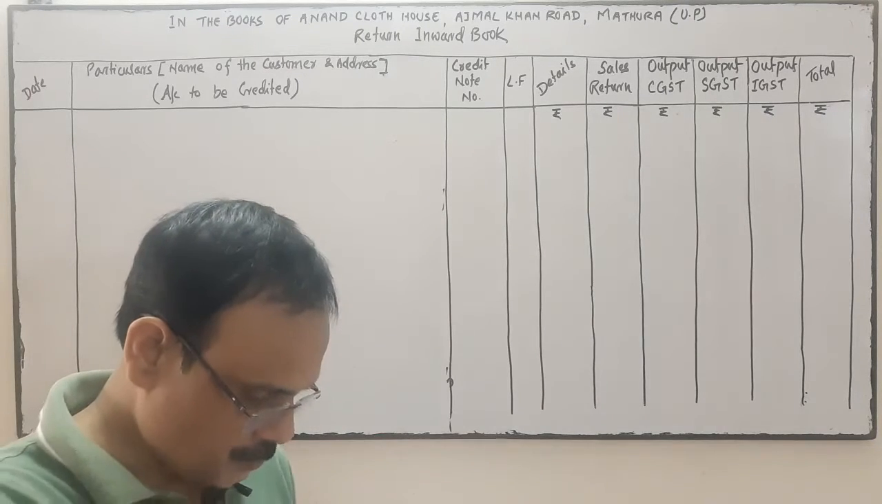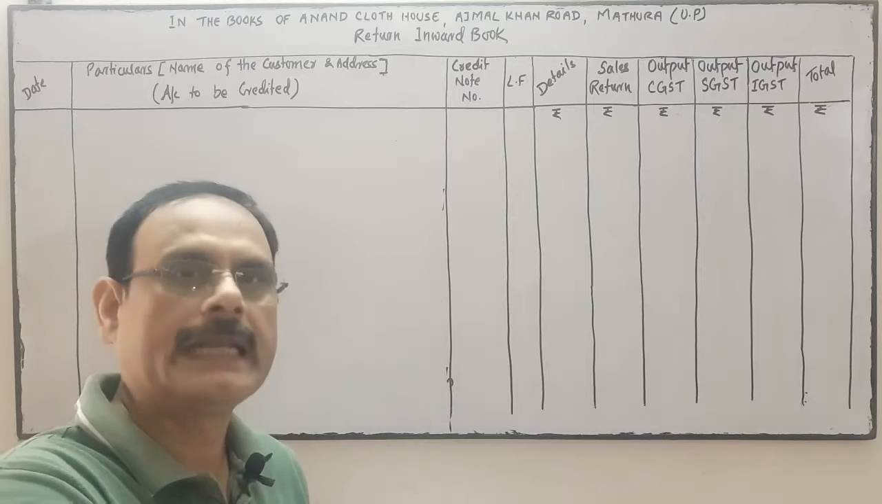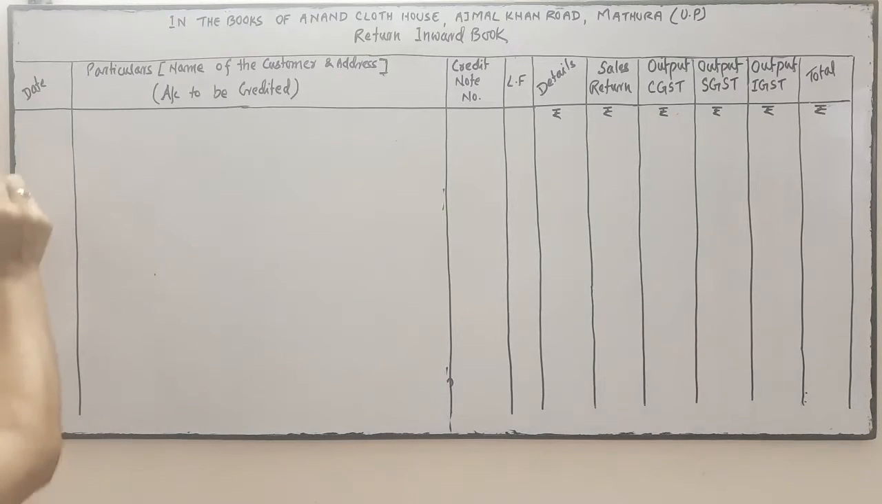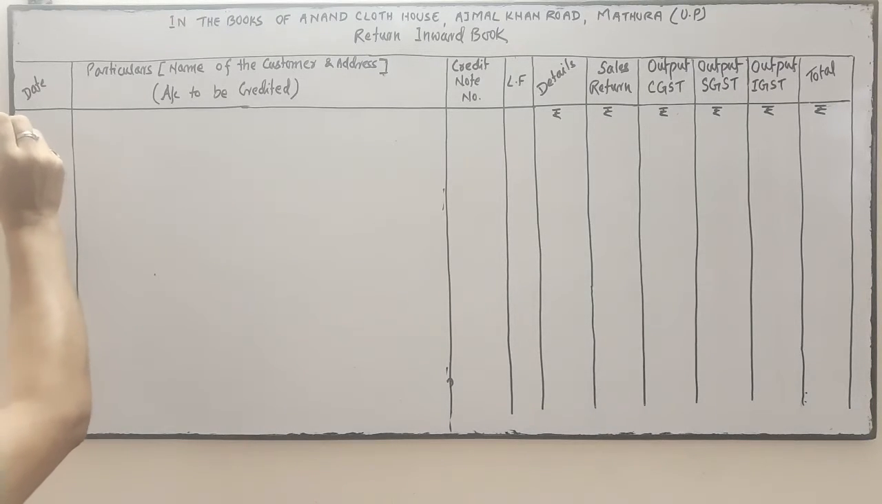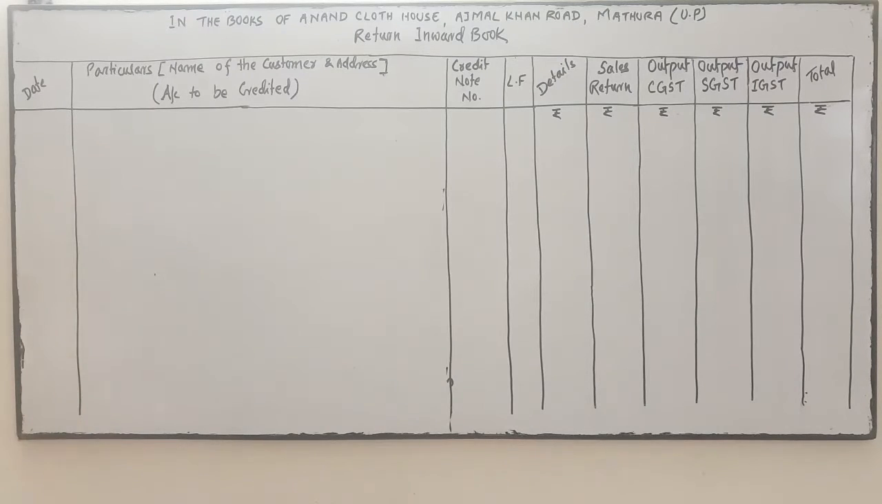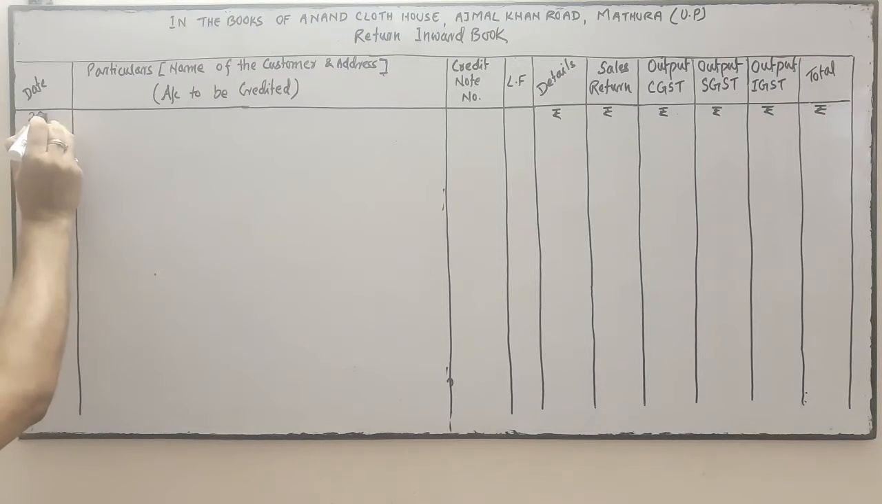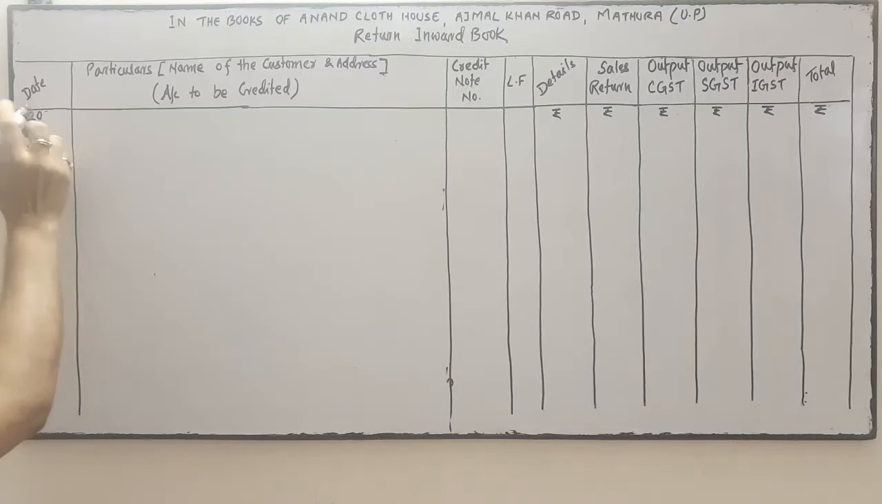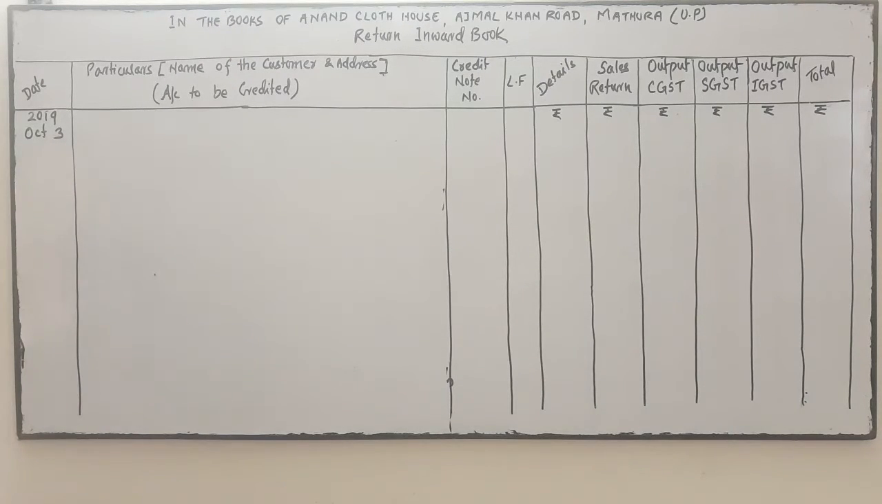Now come to the first one, on October 3. Year is not mentioned over here. So I am taking one year, 2020, or 2019. I am taking 2019 as an assumption. October 3.